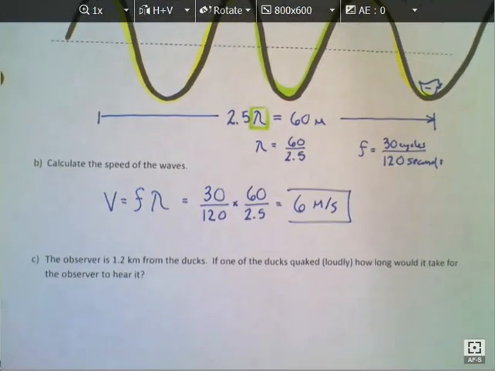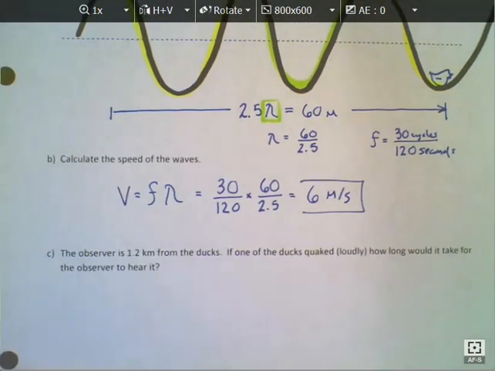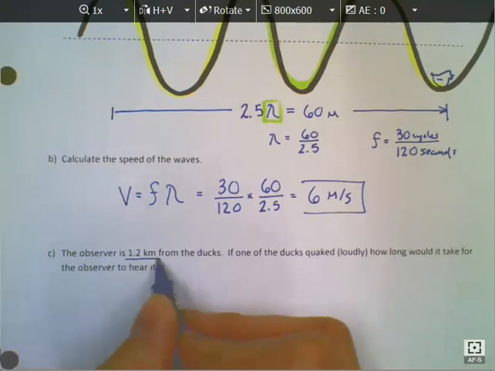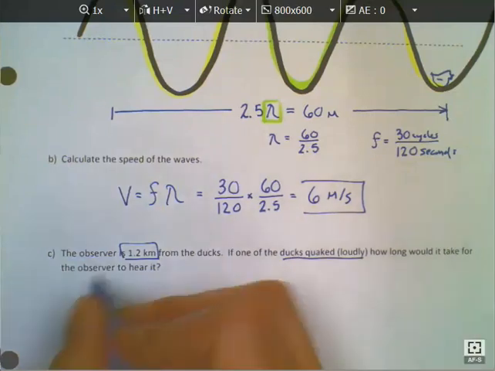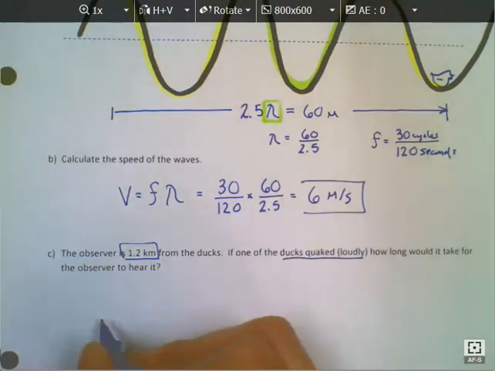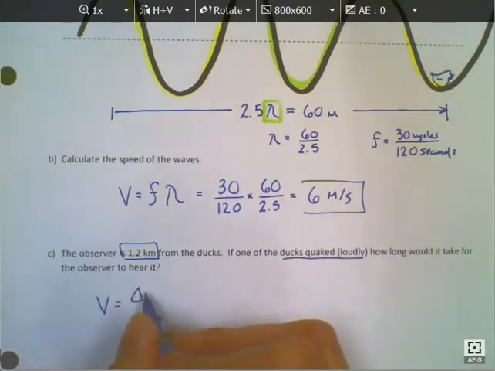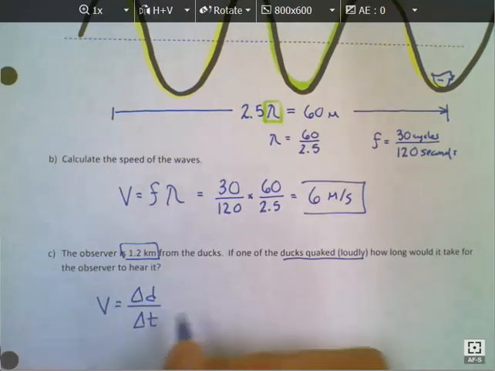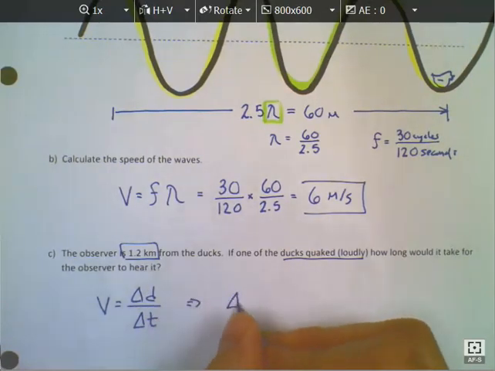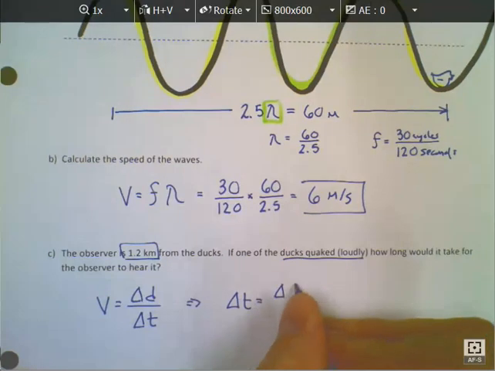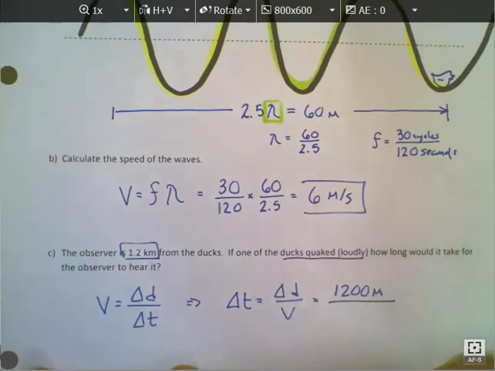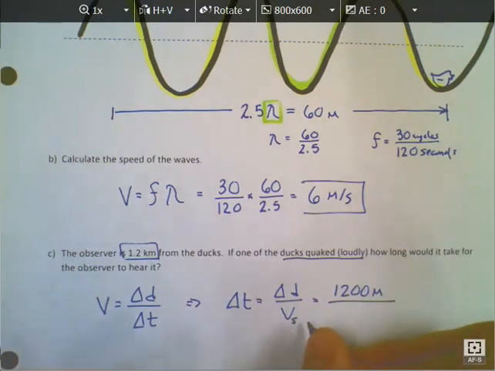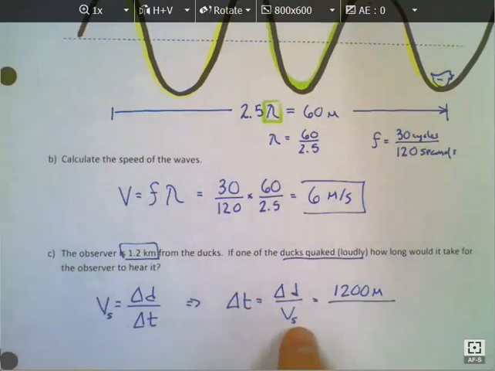In the next part, we're going to find out one other piece of information. There's an observer that's 1.2 kilometers away from the ducks. The duck quacks really loudly, and we're asking how long it takes for the observer to hear it. We know that speed is distance over time, so to find the time, it's distance divided by speed. The distance is 1,200 meters, but the speed we don't know. But we know that we're talking about sound, so it's the speed of sound.